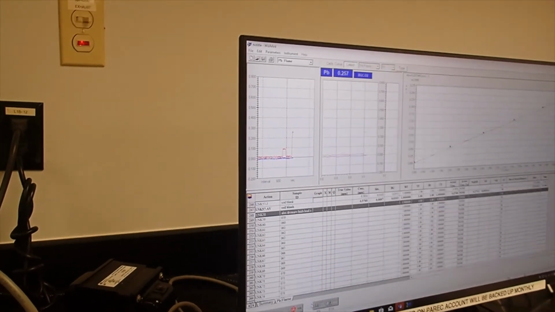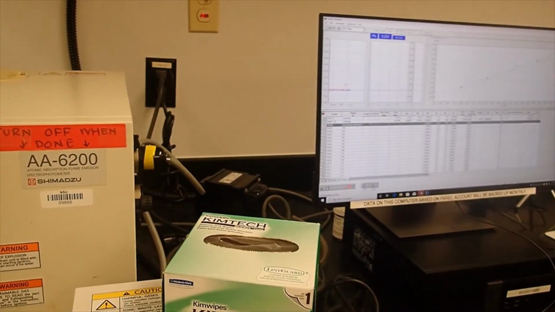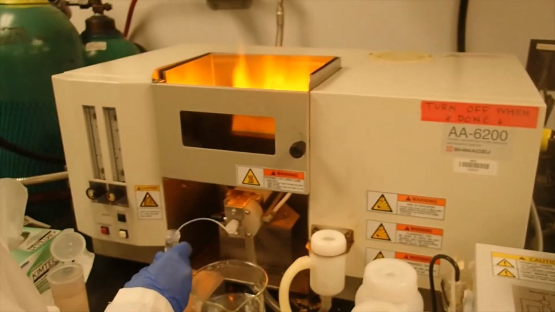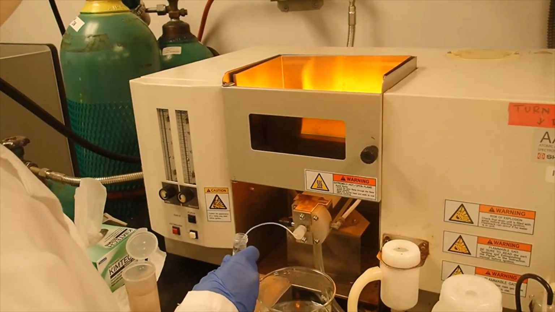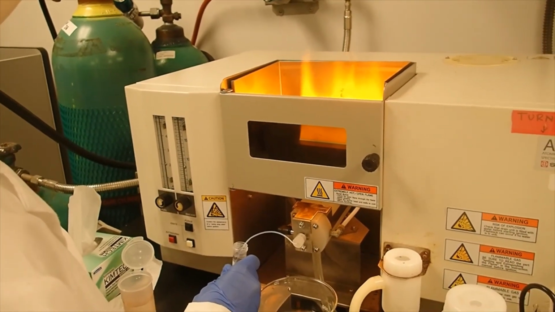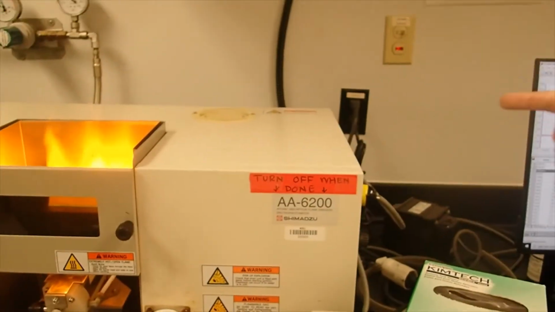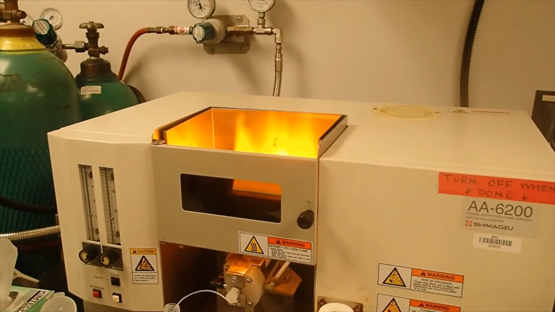Crazy. So is this evaporating the liquid? It's pulling the liquid through the tube and spraying it into the flame. And then the elements in the flame, the different atoms absorb the light. There's a laser that's passing right through the flame from one side to the other. Very cool.